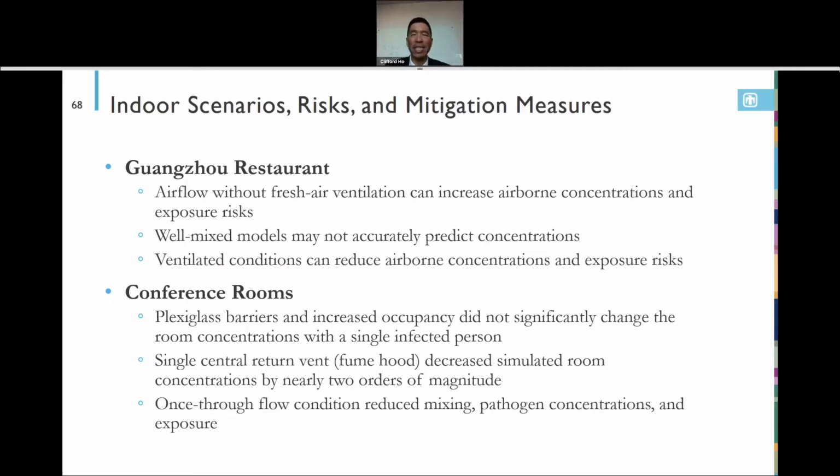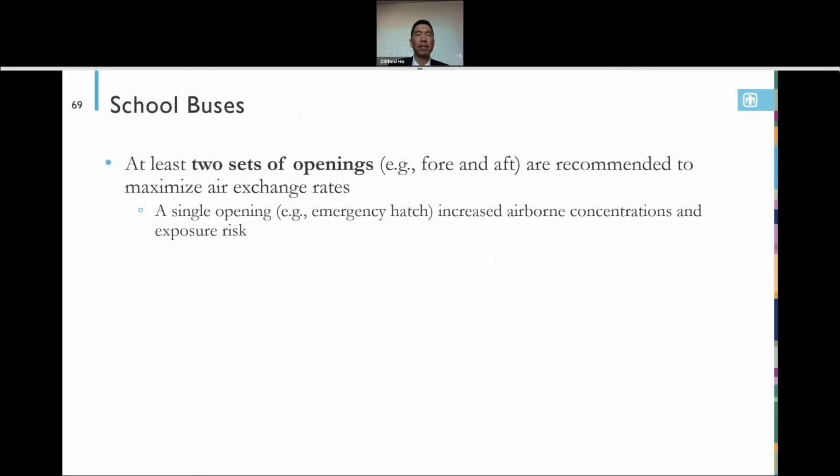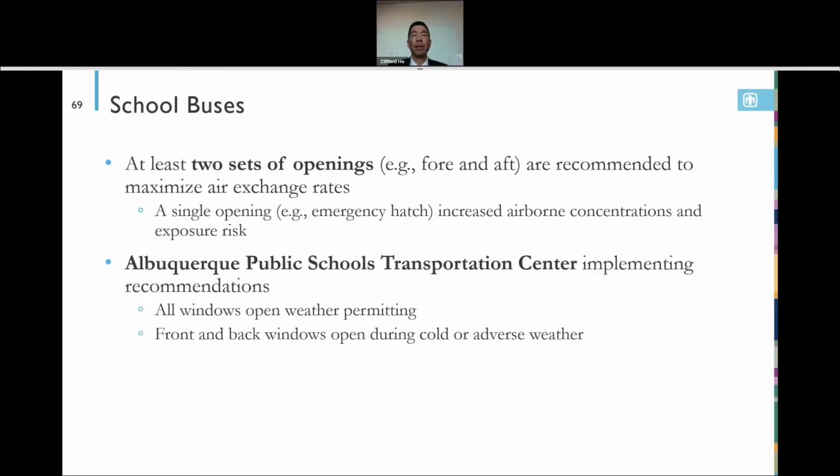A single central return vent or a fume hood decreased the simulated room concentrations by nearly 2 orders of magnitude. So having that once-through flow condition can reduce mixing, pathogen concentrations, and exposure. And then for school buses, at least 2 sets of openings, say fore and aft, were recommended to maximize air exchange rates. A single opening, like the emergency hatch, increased the airborne concentrations and exposure risks. So at the Albuquerque Public Schools Transportation Center, one thing that I was very happy about, they actually implemented this in their policy.